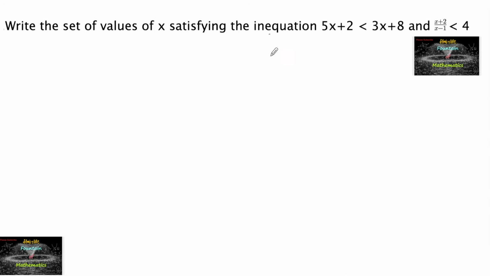Write the set of values of x satisfying the inequation. So here two inequations are given. 5x plus 2 is less than 3x plus 8, the first one, and the second inequation, x plus 2 upon x minus 1 is less than 4. So we need to find the solution which satisfies both these inequations.